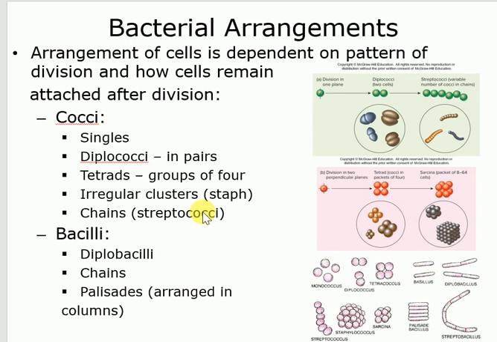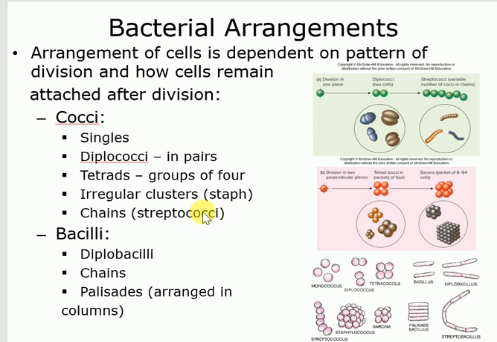Or it can be irregular clusters like grapes. They look exactly like grapes. We call it staphylococcus. And if it is in a chain, we call it streptococcus. Okay? So it can be 1, 2, 4, cluster, chain. 1 coccus, 2 diplo, 4 tetrad, cluster staph. This is very important to remember.